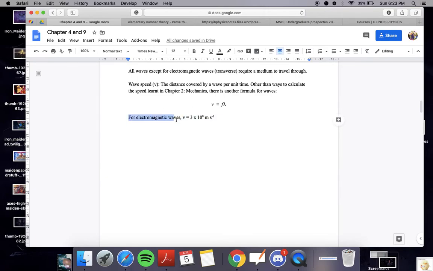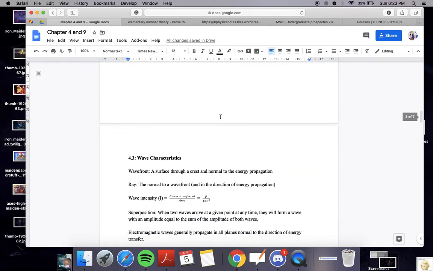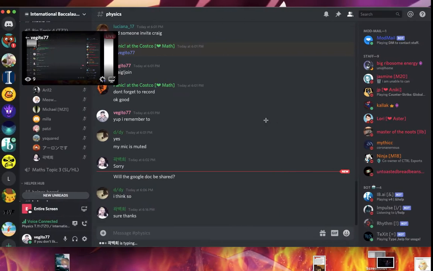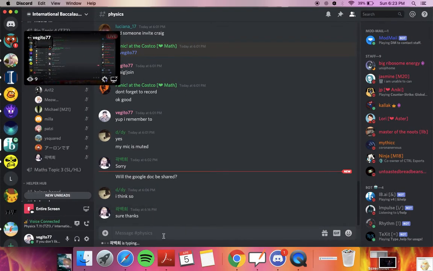Yes, and you need to remember, for all electromagnetic waves in a vacuum, their speed is 3 times 10 to the 8 meters per second, which we also know as the speed of light. Now we've entered 4.3. Before that, any questions?